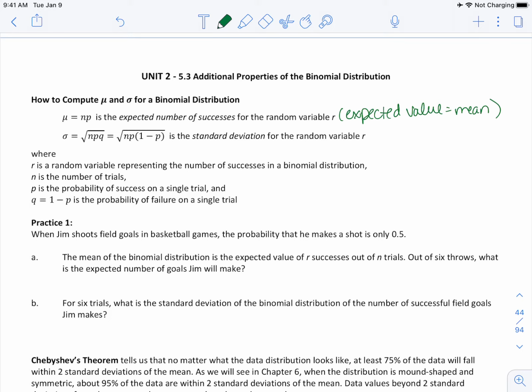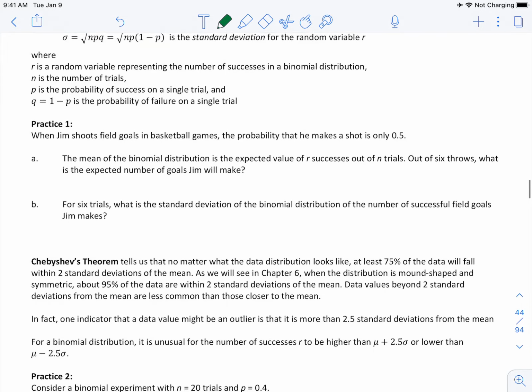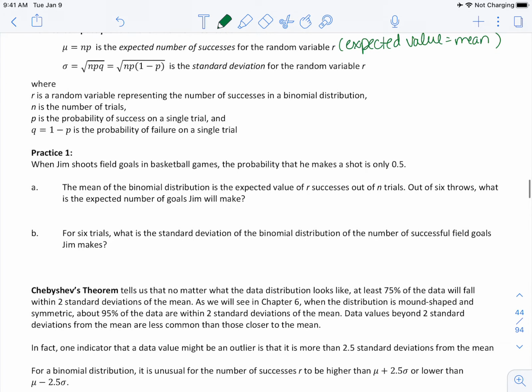So when Jim shoots field goals in basketball games, the probability that he makes a shot is only 0.5. The mean of the binomial distribution is the expected value of r successes out of n trials. Out of 6 throws, what is the expected number of goals Jim will make? So we know our p is 0.5 and our n is 6. So mu is equal to n times p. 6 times 0.5 will give us 3.